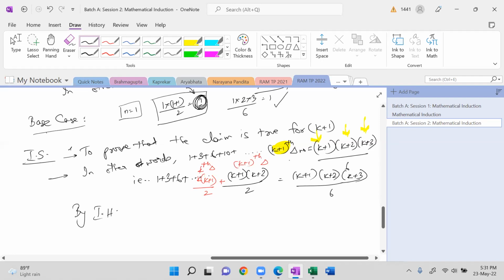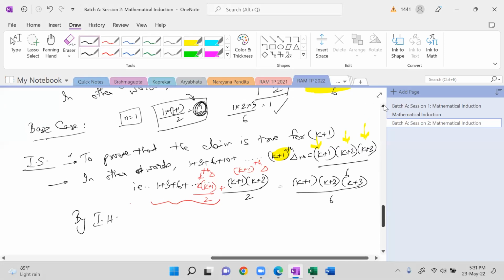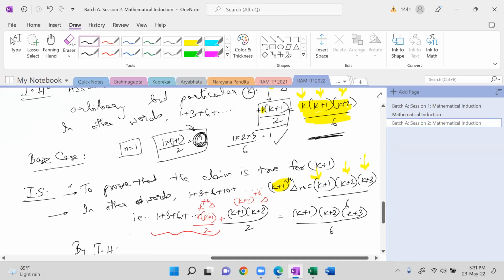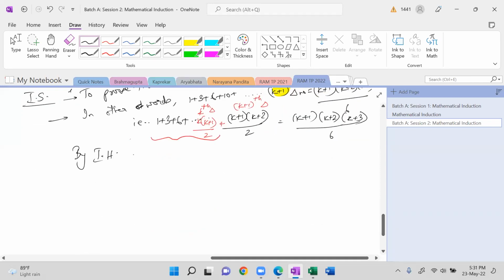See, so far we may not know how to go ahead with the proof. So we are saying we need to prove this, we need to prove this, and suddenly you remember, hey, 1 plus 3 plus all the way up to k times k plus 1 by 2 is nothing but what our induction hypothesis says. It is this part, right? So by induction hypothesis, LHS is k times k plus 1 times k plus 2 divided by 6 plus this thing here, k plus 1 times k plus 2 divided by 2.